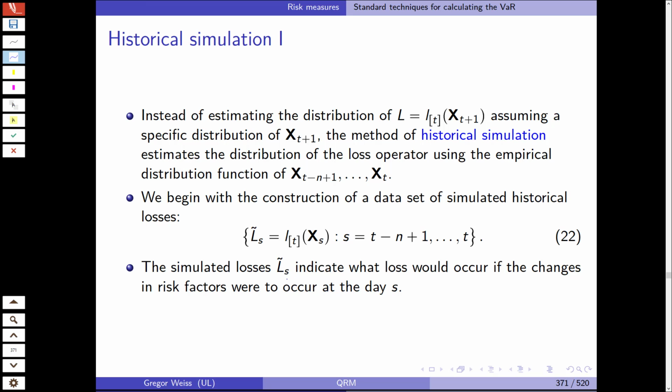And the losses are simulated because you're taking historical data on your risk factors and plugging it into your risk mapping, your loss operator. Maybe you bought the portfolio only later and haven't incurred these losses, so they are called simulated historical losses: these are losses that you would have incurred if these were the historical values of your risk factors.